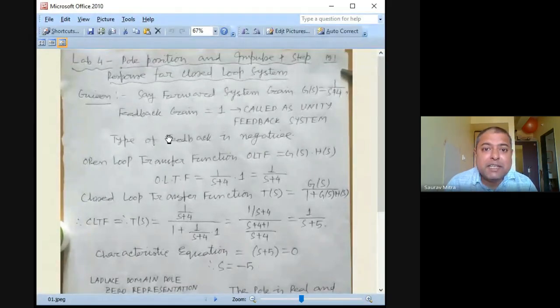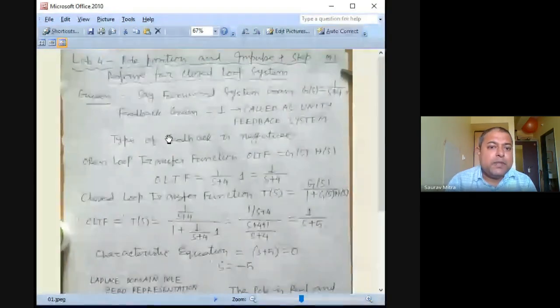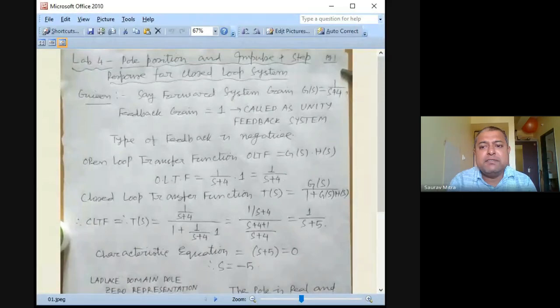If ramp is given as the input, you will be able to find out. So we are just entering the field of control systems now. Say the forward system gain is given as G(s) = 1/(s+4). Everything will be given in the Laplace domain.